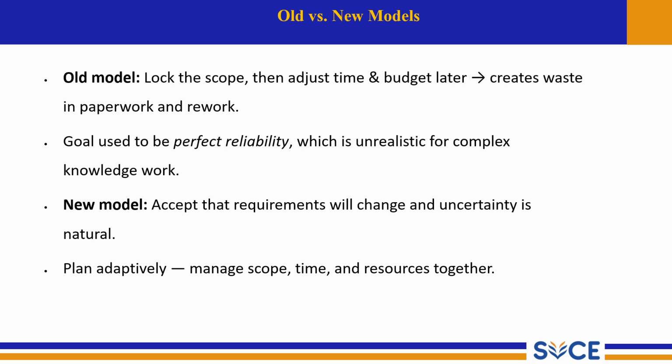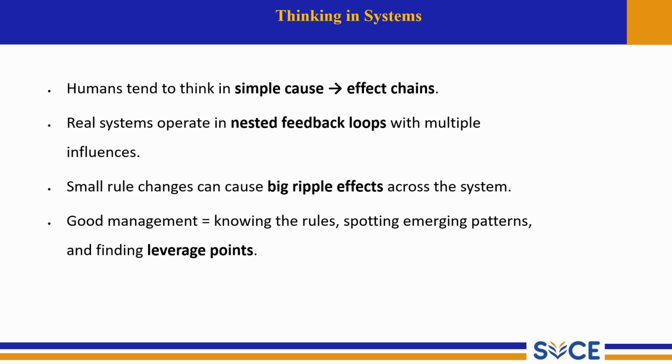So the only difference between the old model and the new model is that the new model will accept uncertainty, but the old model won't accept uncertainty. So that's why it is unrealistic. So that's all about the old versus new model. Now let's move into the next slide, thinking in systems.